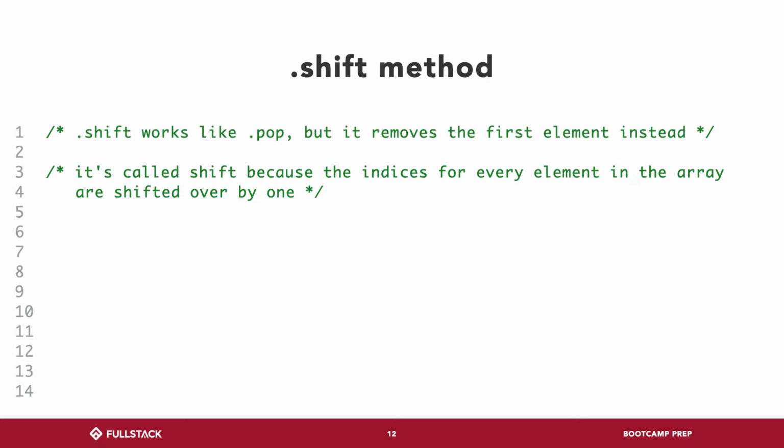This shift method. Shift works like pop, but it removes the first element instead. It's called shift because the indices for every element in the array are shifted over by 1. Makes sense, right? Now, if you put something in the front of the array, everything indexed before will be 1 more. Whereas if you push something to the back of the array, everything before that stays exactly the same. All its indexes are exactly the same. You're just adding 1 more at the end. But here, you're shifting everything over by 1.